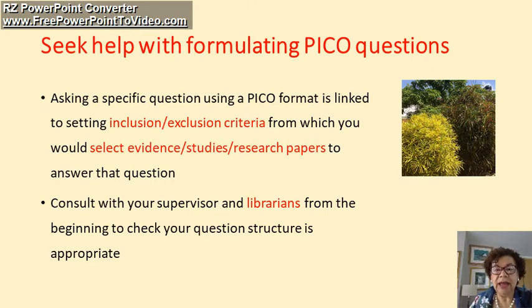It's advised that you seek help with formatting PICO questions. The reason why it is important to do this as well as possible is that the question sets the inclusion and exclusion criteria from which you will select evidence, research papers to answer that question. Your supervisor will help, and many librarians in medical libraries have additional training in undertaking systematic reviews of the literature. Now there is also excellent support online, notably from the University of Oxford Centre for Evidence-Based Medicine, and I've added that reference at the end of the lecture.